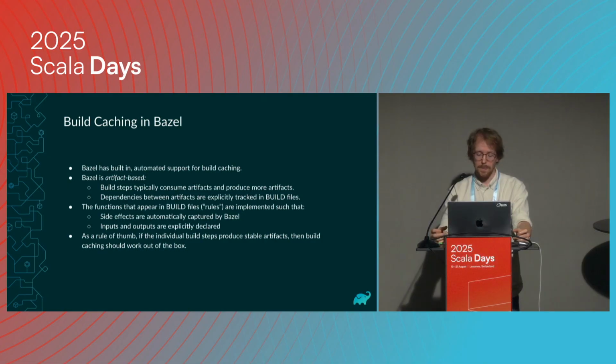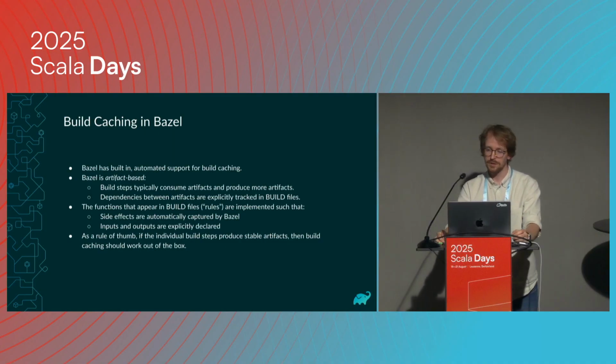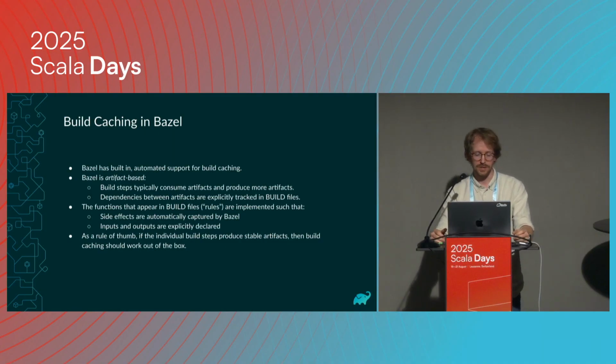Moreover, if you've seen those rules, which are kind of those functions that you can see in build files from Bazel, their implementation is done in a way that Bazel is automatically aware of the side effects that are produced by the rules. Also, the inputs and the outputs are explicitly declared. So as a result of those constraints, build caching should work out of the box in most cases. Of course, in practice, there are details that sometimes make it a bit harder, but it should work out of the box, at least that's the theory.